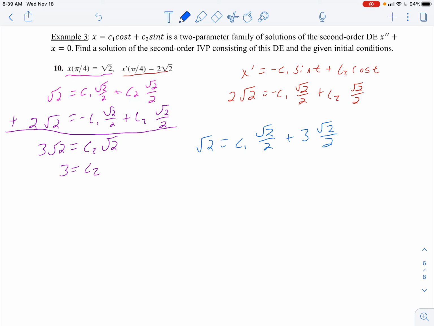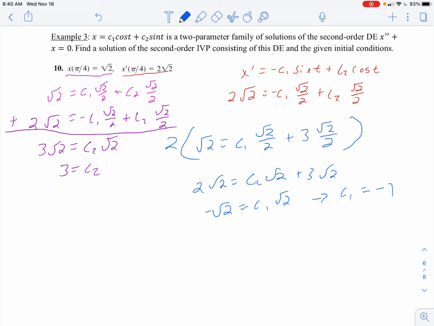Now, I'm just going to multiply everything by 2 just to get rid of fractions. So I get 2 radical 2. You don't have to do it. You can choose whatever way you want to solve for this. Equals c sub 1 radical 2 plus 3 radical 2. Subtract both sides by 3 radical 2. I get negative radical 2 is equal to c sub 1 radical 2. Divide both sides by radical 2. And so c sub 1 is equal to negative 1.